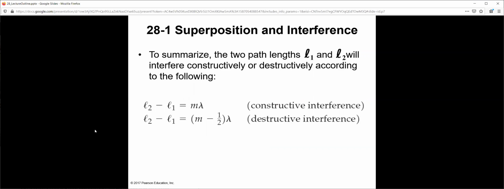So, to summarize, the two path lengths, L1 and L2, will interfere constructively or destructively according to this equation. So, if the path lengths are different such that the peaks line up, you have constructive interference, where M would be multiplied by that wavelength lambda. If the peak and trough meet at the same point, you have destructive interference, which is essentially phasing back one of the wavelengths, half a wavelength, which is what the bottom one is.